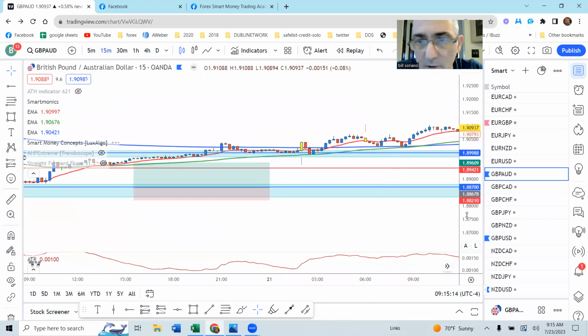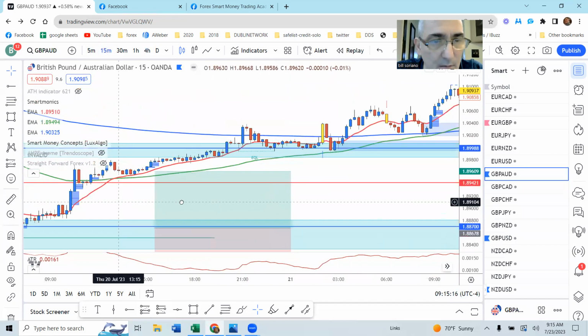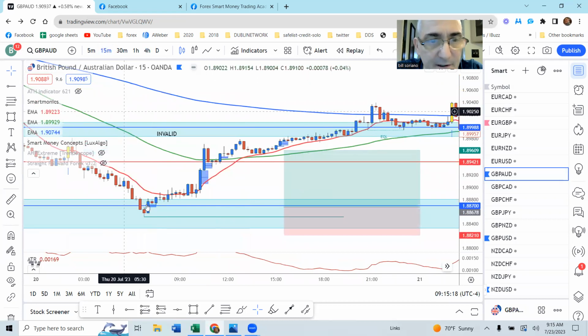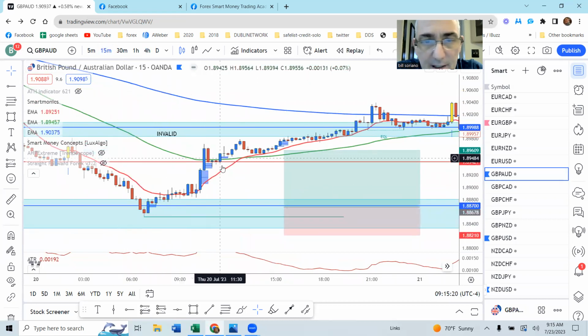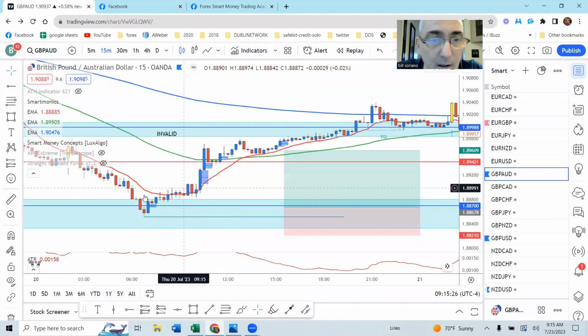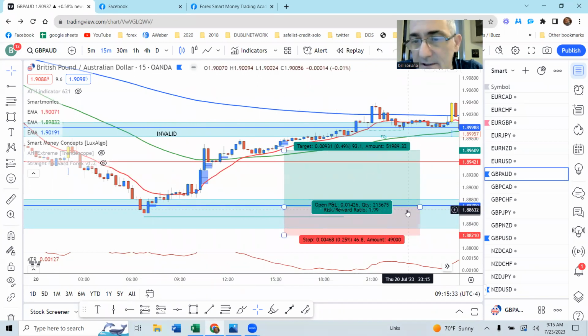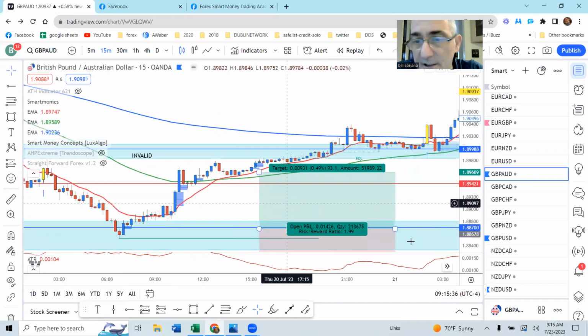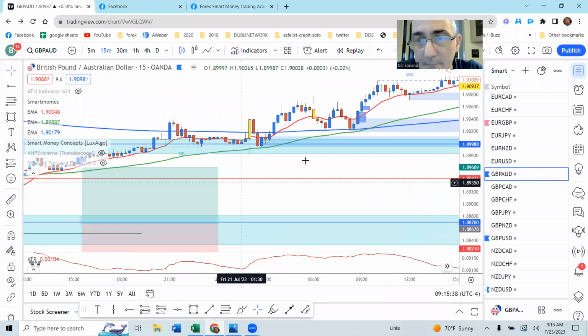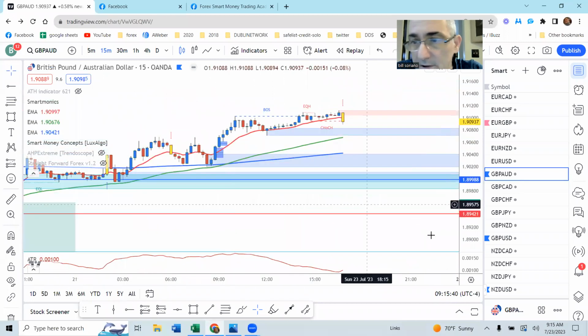So what happened here was on the 15-minute here, price came down and it broke structure to the upside. It gave us our change of character, this red line right here. We identified this order block down here to take our trade from. So we had our buy limit set down here. But what happened is price never came back. Price never came back down.